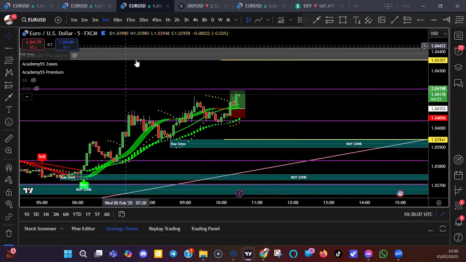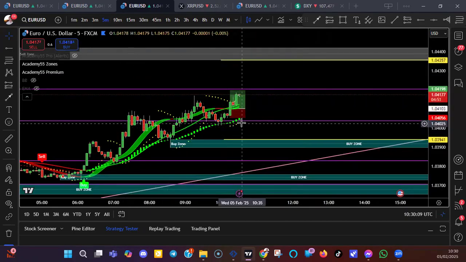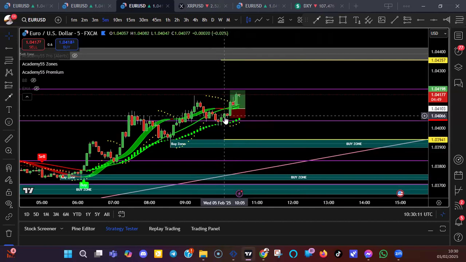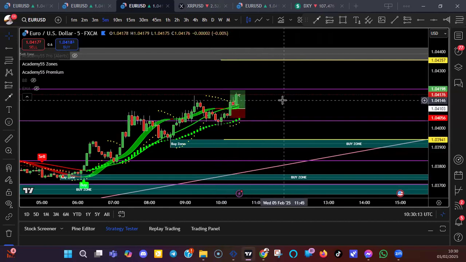We're on the 5 minute now. Look, and parabolic SAR is underneath the price. Definitely a deeper buy going on still.